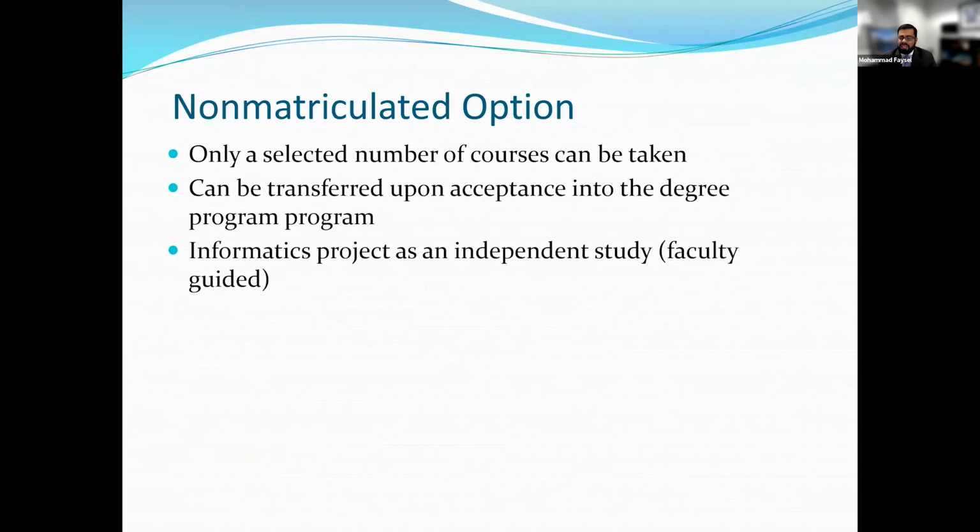The reason I did that is I have received many emails from our residents, practitioners here, junior faculty, the ones going through some kind of fellowship, asking is there any option to take a course or two or do an independent project? So considering all of these requests, we recently opened this non-matriculated option. Only a selected number of courses can be taken with the permission of the program chair. Once someone decides to come to the program, if they get accepted, the courses they complete can be transferred towards the degree completion of the program. An informatics project, as I mentioned, can be completed as an independent study.